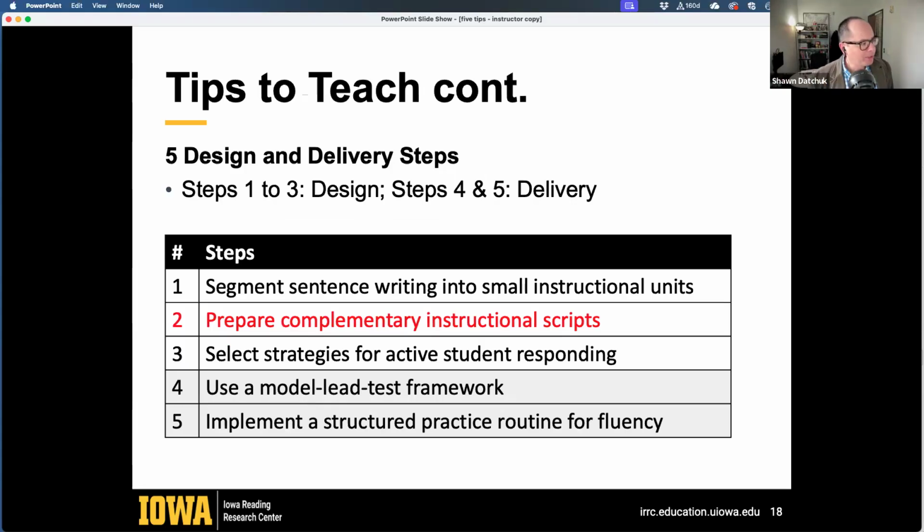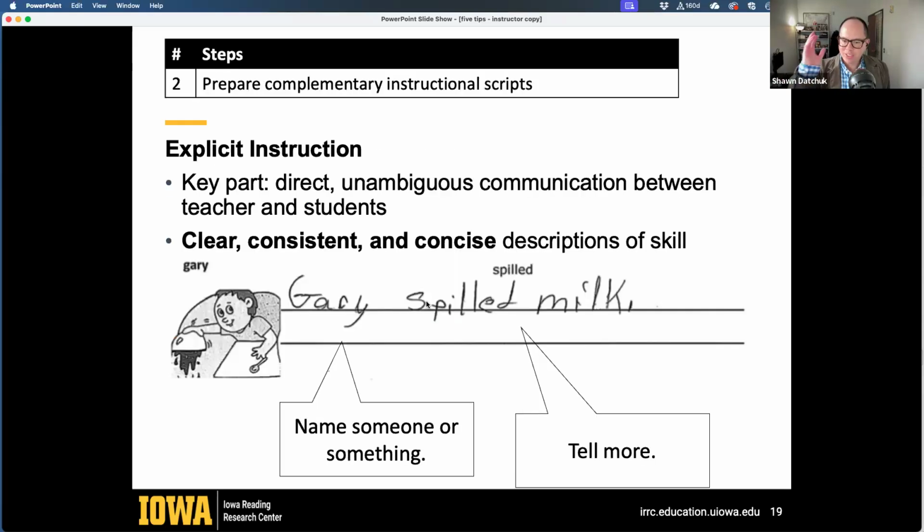Second step is prepare complementary instructional scripts. So once we have taken those instructional units, next up is going to be figuring out how we actually describe sentence writing to students. Now, this is where it's going to get a little unconventional, and it's going to take some getting used to, so to speak, on adopting some of this language.